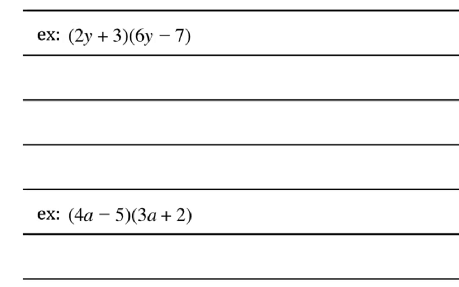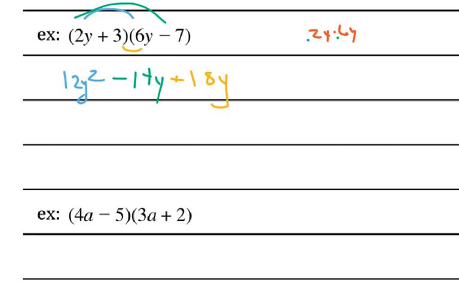And the reason we'll slow down a little bit is just to say that we have different things going on. Well, this would really be 2y times 6y. And I'm writing that off to the side just to help us see that, 2 times 6 would give me 12y squared. And then my outer, 2y times 7, is going to be minus 14y. My inner, 3 times 6y. Well, 3 times 6 is 18. Gives me that y there.